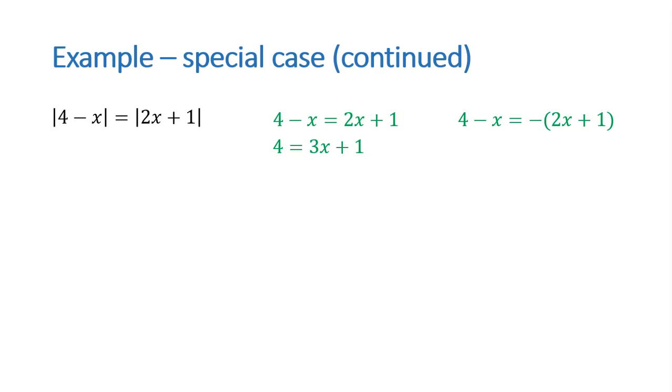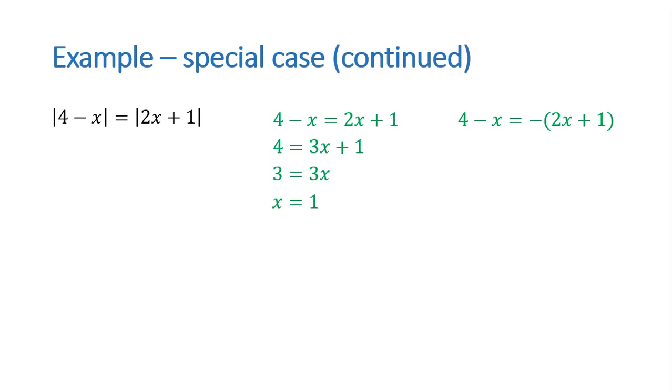Okay, we're trying to get the x by itself, so I need to move that plus 1 over to the left-hand side. So subtract 1 from both sides. We get 3 is equal to 3x. Divide by your 3, and you get x is 1. That is one solution to our problem. Now let's look at the other one.